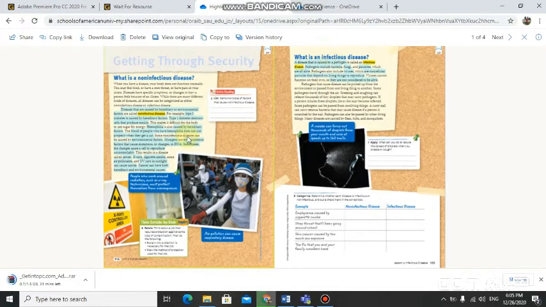Examples of non-infectious diseases are diabetes mellitus, type 1 or type 2. We have cancer, hypertension, cardiovascular disorders, and so on. As for infectious diseases, these are diseases that can be spread from person to person, and they are caused by different types of pathogens such as bacteria, virus, fungi, and parasite.